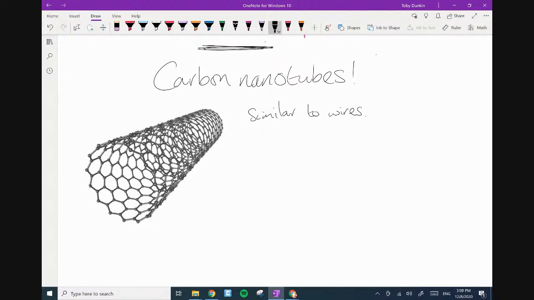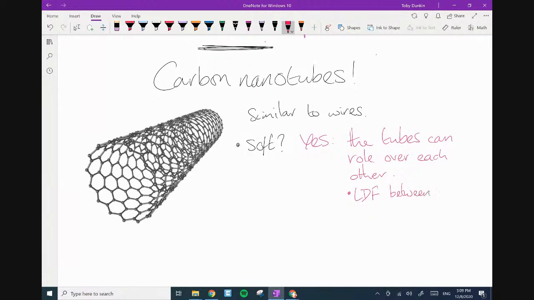Now, the great thing is, what properties still exist? Do all of our graphite properties still apply? Is it soft? The answer is yes. Explain. The tubes can roll over each other. Guess what forces are between the tubes? VDWs. I'm going to put bullet point London dispersion forces, LDFs, between the tubes. So yes, it is still soft.